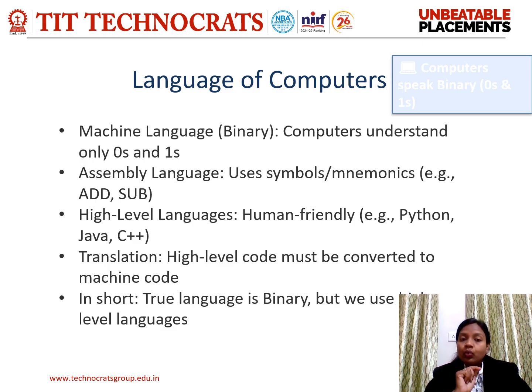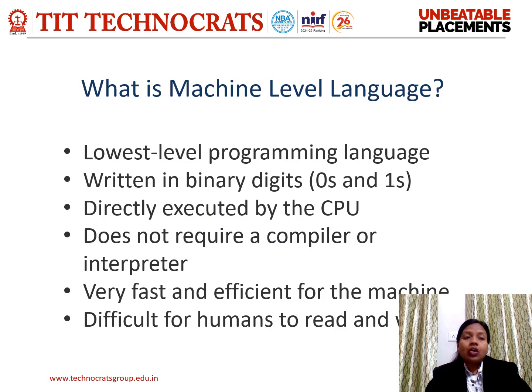What does translation do? High level code must be converted to machine code. Whatever code we write, it should be converted into machine code. Why do we convert high level language to machine code? Because computers know only zeros and ones, right? What is written here? The true language is binary, but we use high level language. Next slide.